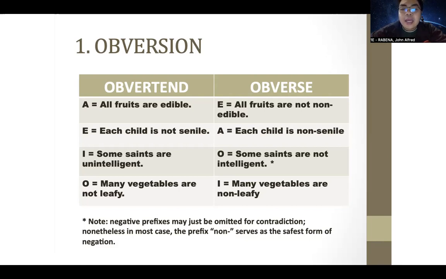And then the O proposition, for example, many vegetables are not leafy. What is the quality? The quality is negative, right? So you change that negative quality into a positive one. So it will become many vegetables are leafy. Now, what is the predicate? The predicate is leafy. So let's contradict the predicate. It will become non-leafy. So the resulting obverse would be many vegetables are non-leafy.